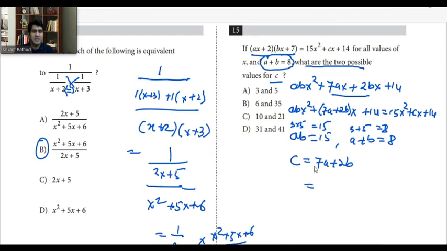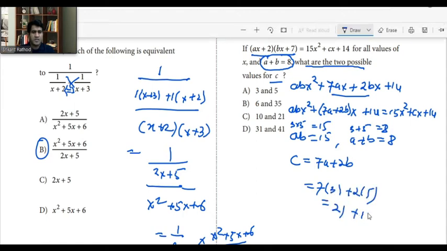First, consider a as 3 and b as 5, and tell me what we're going to get here. 2 times 5, so it's going to be 21 plus 10, it's going to be 31. Which one of the possible values of c has 31? Only option choice D, no need of checking with the other.